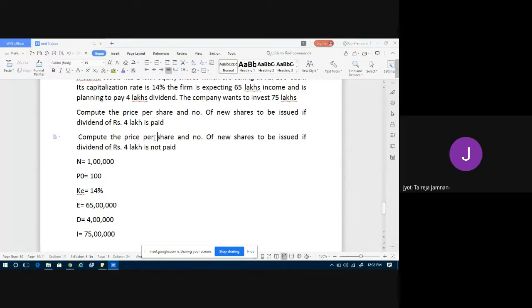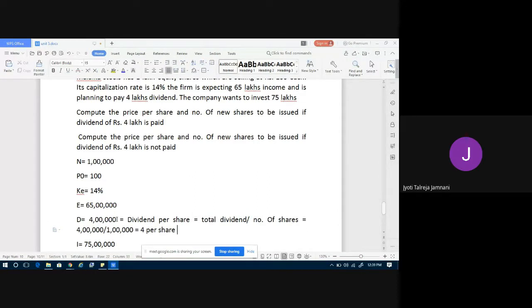In the entire question, they have not mentioned which approach to use. So you will have to understand, looking at the question, that when earnings and investments are given, we have to find using the approach only. Another twist: every time we get dividend per share, but here we have got total dividend. So we have to find dividend per share. How do we find it? Dividend per share is equal to total dividend divided by number of shares. So total dividend is 4 lakh, divided by 1 lakh shares, you will get dividend as rupees 4 per share.